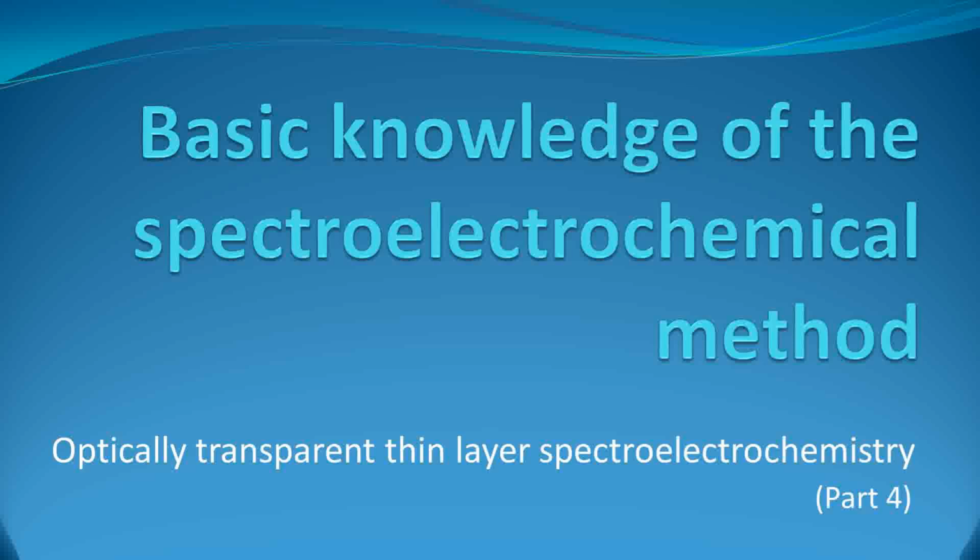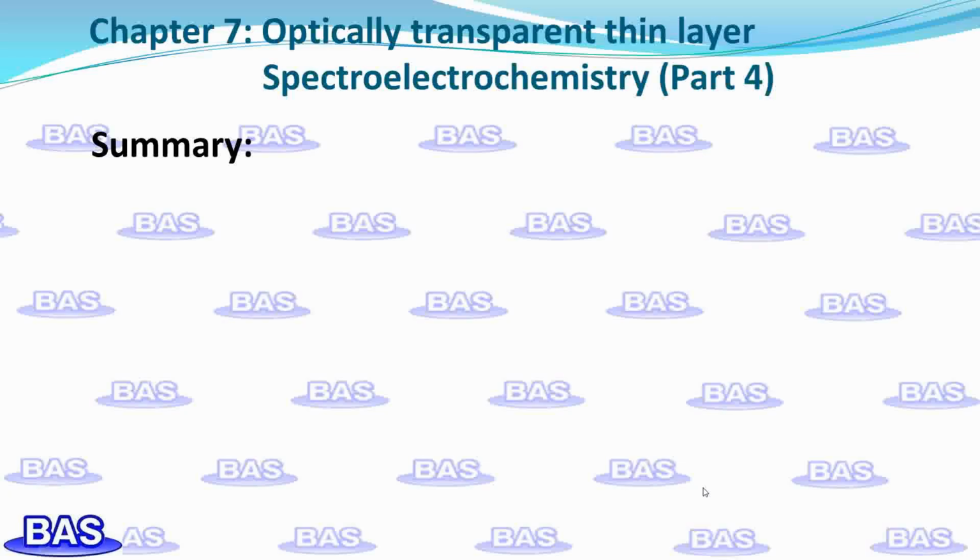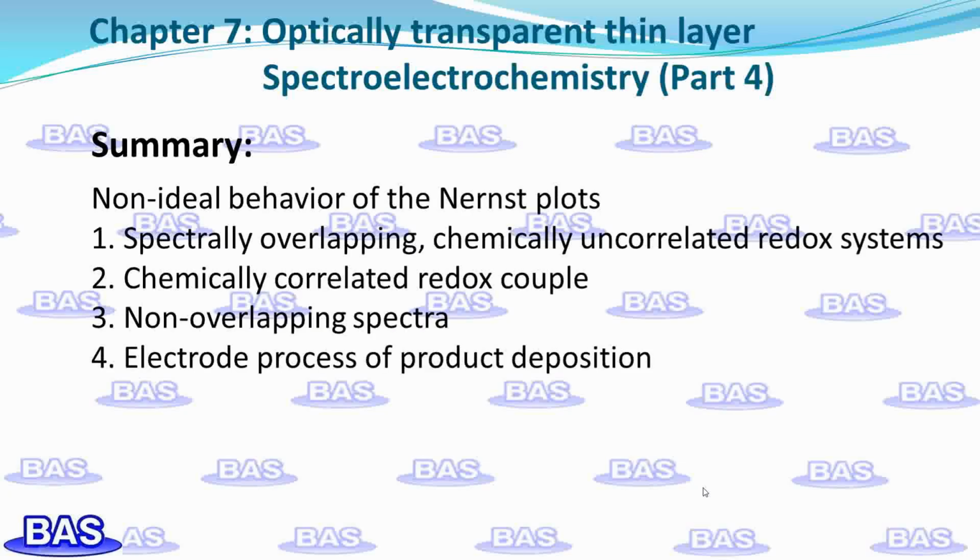This video will introduce the 7th part of the series for basic knowledge of spectroelectrochemical method, the 4th part of optically transparent thin layer spectroelectrochemistry. This article continues to introduce the non-ideal behavior of the Nernst plots. In the previous article, the items 1 and 2 were introduced. This time the below 3rd and 4th items will be introduced.